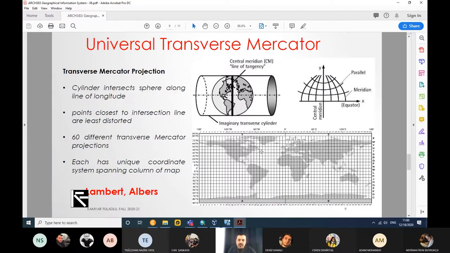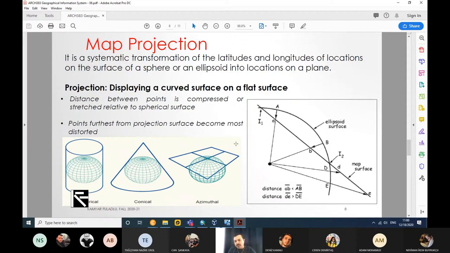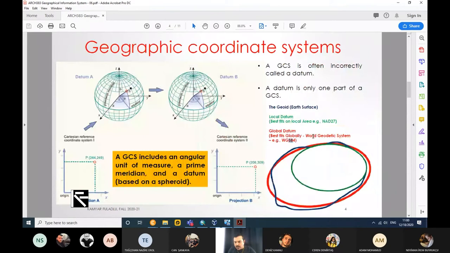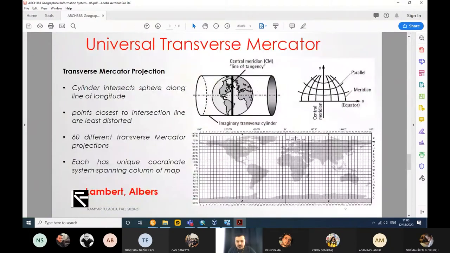We also have different projection systems, like Lambert or Albers, based on different methods. And I forgot to say that we also have different datums, like this one, NAD 27, which is the North America Datum 27. But you need to know what the difference is, and you need to know which one is better for you.